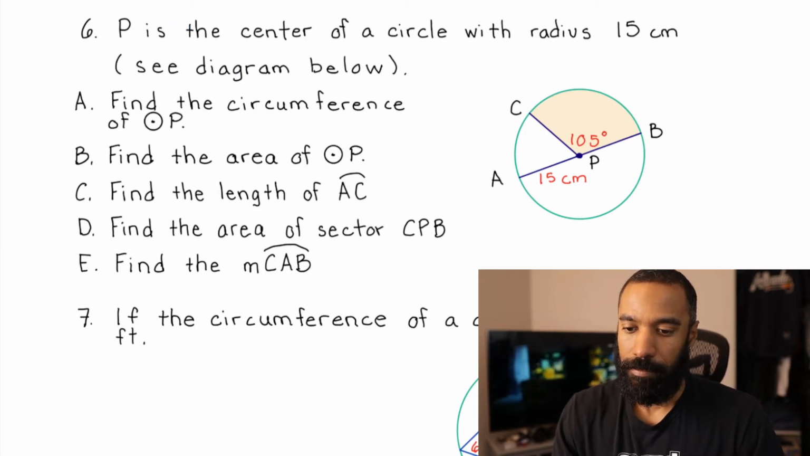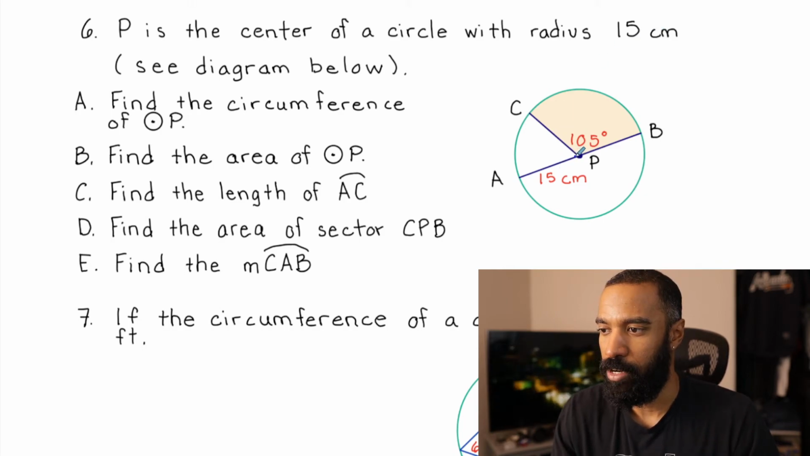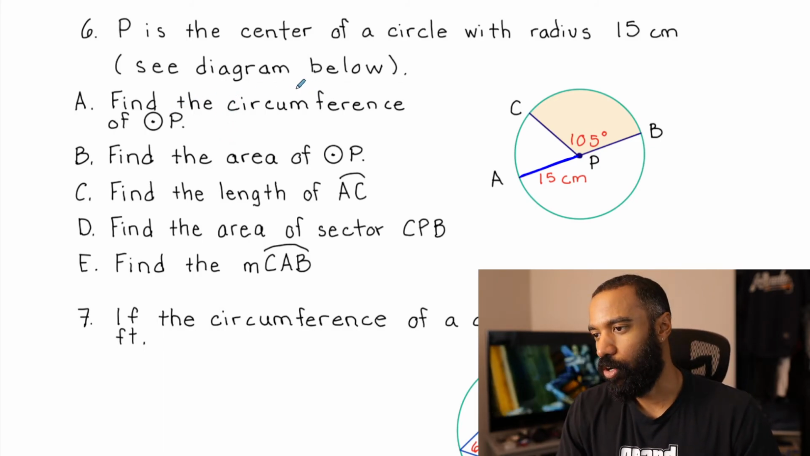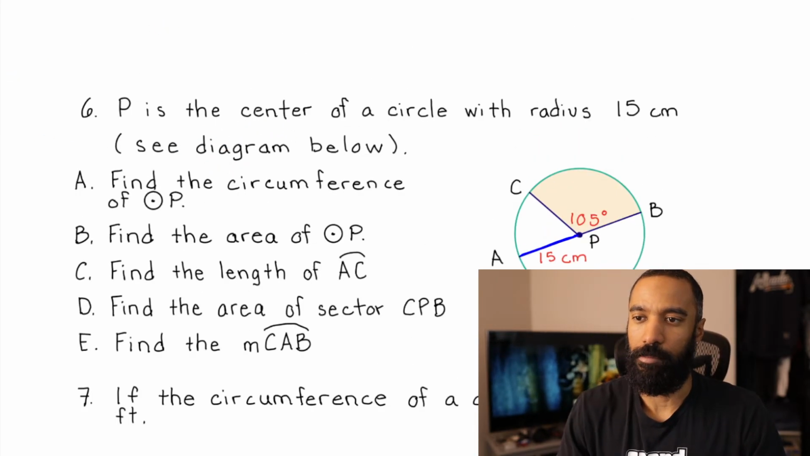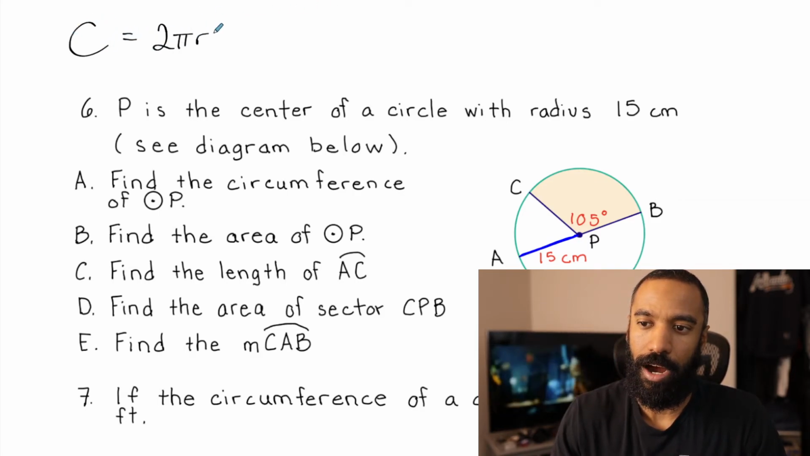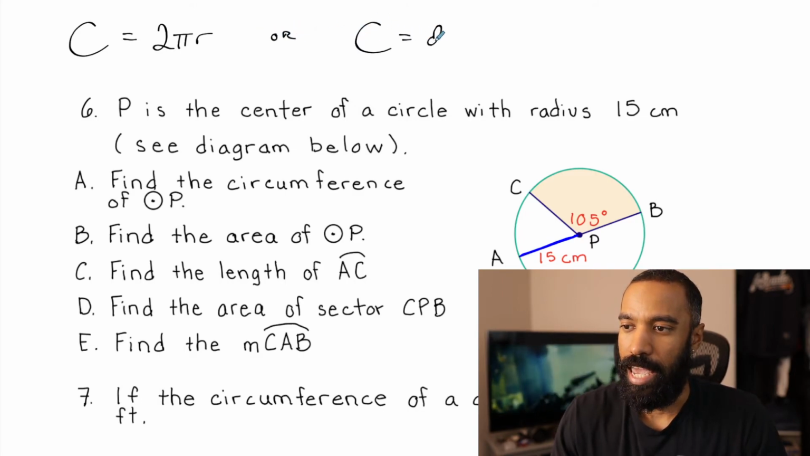All right, P. Circle P is the center of a circle with radius 15 centimeters. So the 15 is just this, not the whole diameter. There's your 15. Find the circumference of circle P. Okay, your circumference formula is, you have 2 pi r, 2 times pi times your radius, or diameter times pi.